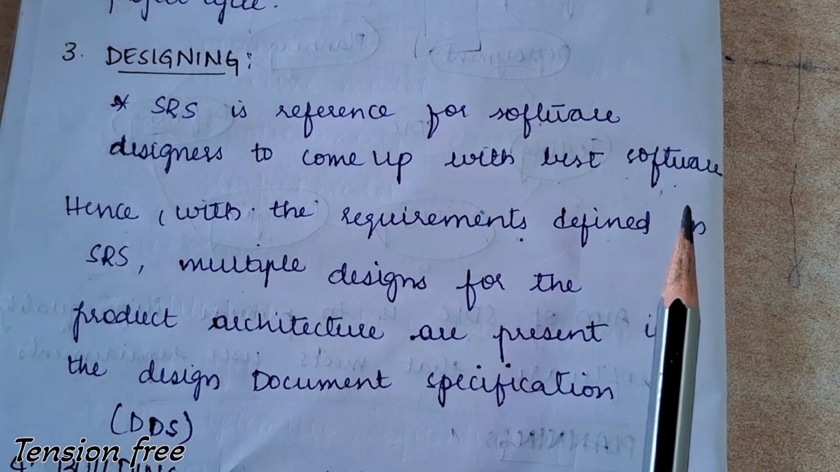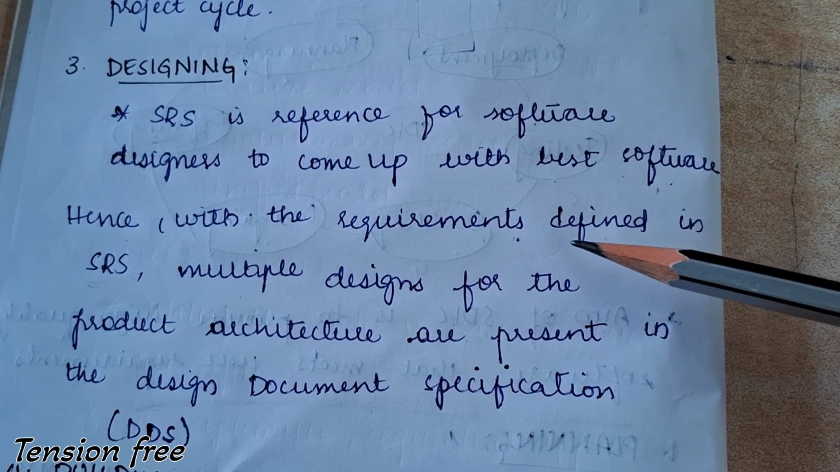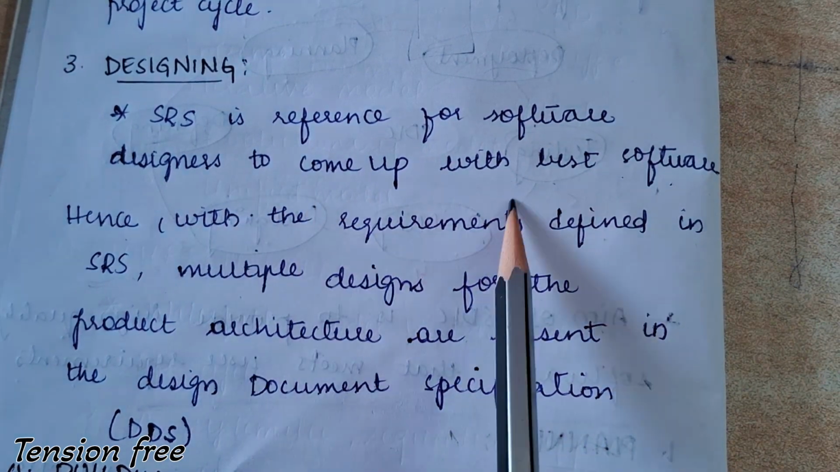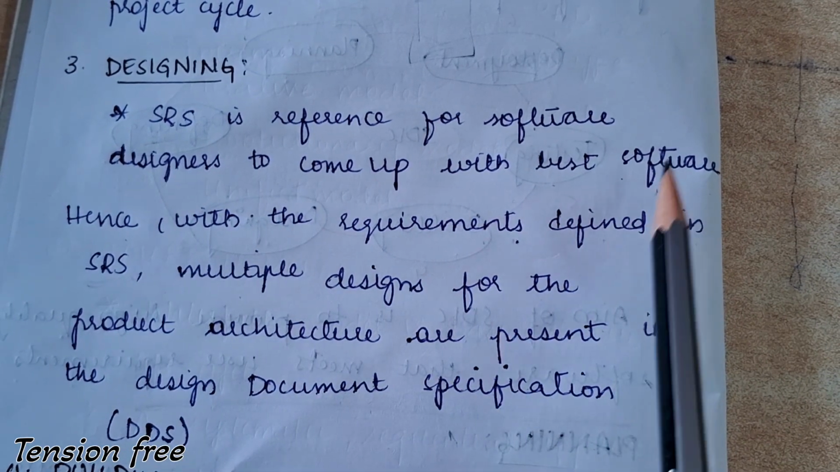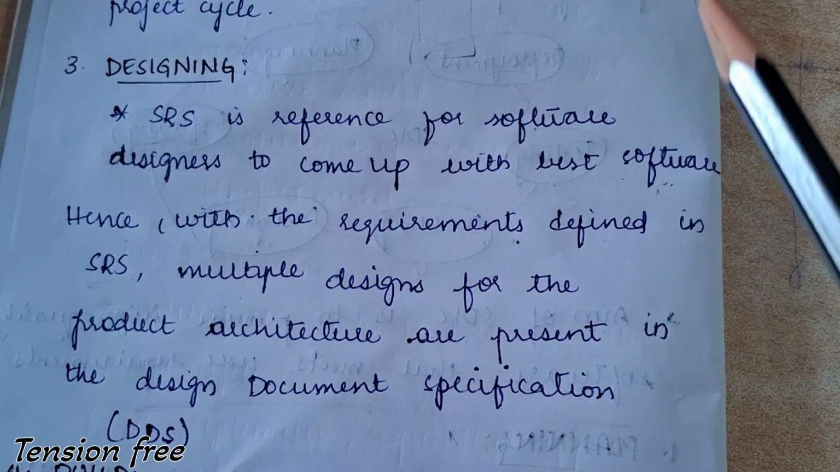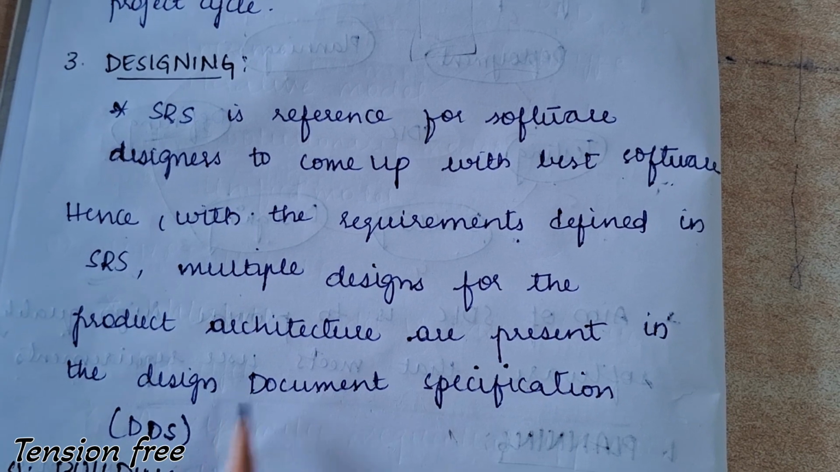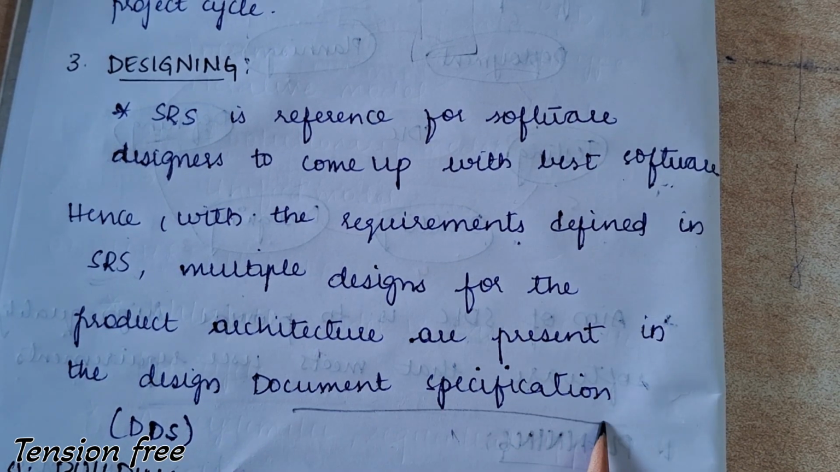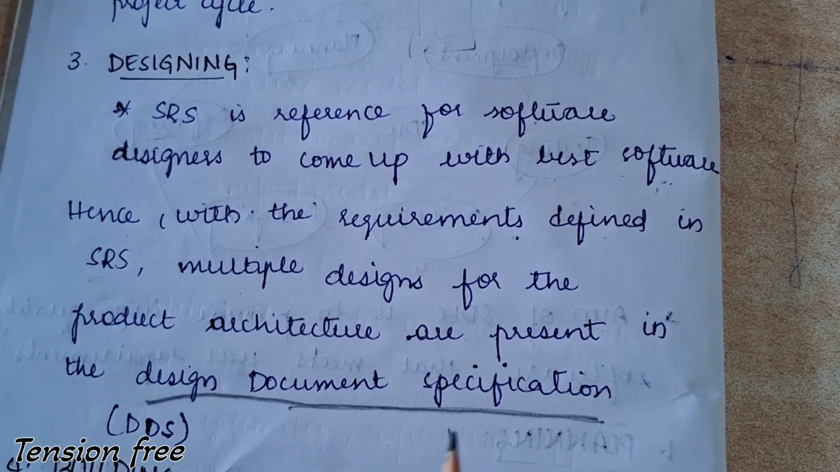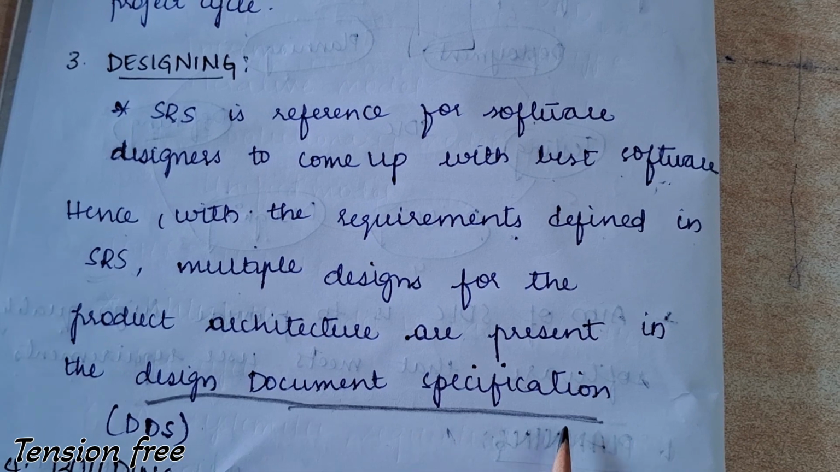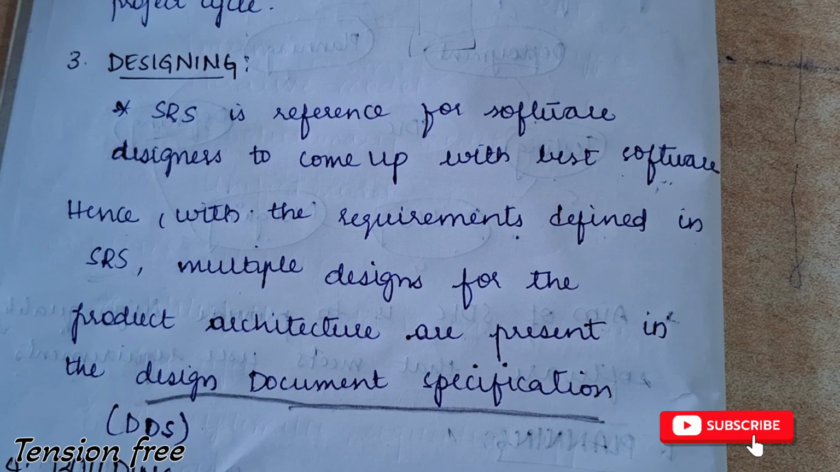Next, designing, right? Here the SRS will be the reference for the software. The designer should come up with the best software. He refers to the software requirement specification, so that the requirements will be designed into a document specification. The keyword you need to remember here is design document specification, that is DDS. Before, we needed to remember the SRS; here we need to remember the DDS.